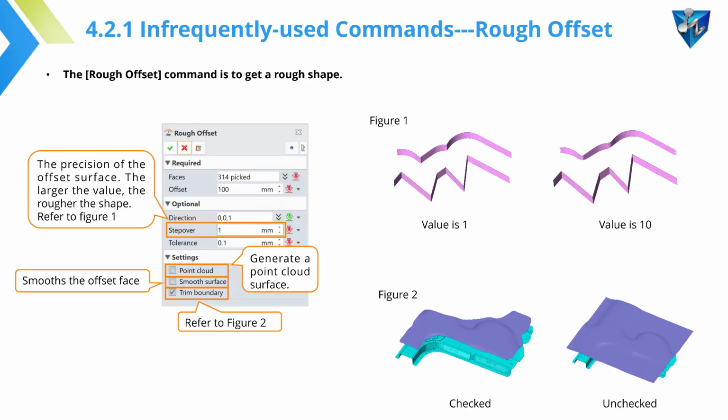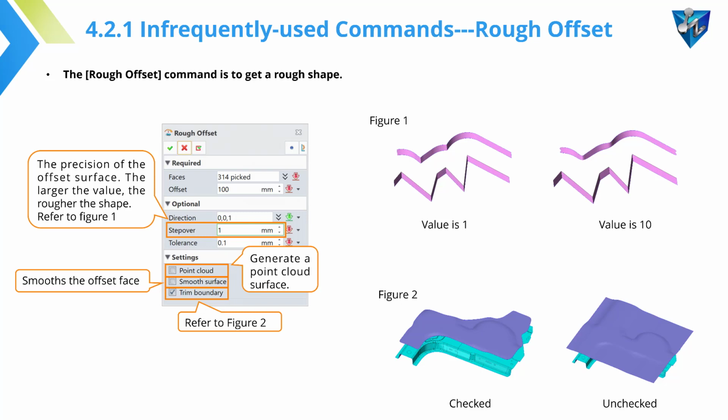After introducing the common commands, next, I introduce the infrequently used commands. The first is rough offset. This is a brother command with offset. It is just to make an offset to get a rough shape. The precision of the offset surface depends on the stepover. There are some options that need to be explained.